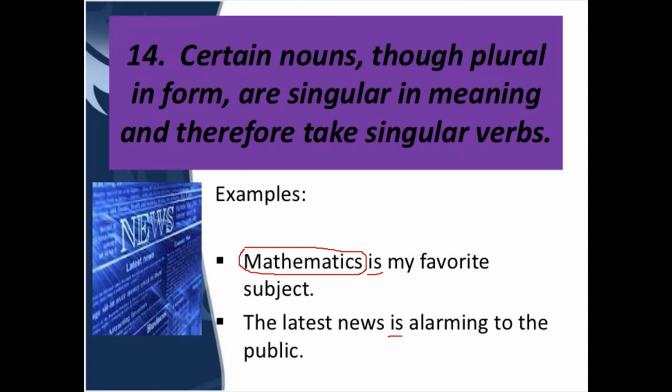Same with example number 2. In the next example, the verb is "is." Why "is"? Because the subject here is news. The latest news. News is a singular noun. It is not a plural noun. It looks plural in form, but the meaning is singular.